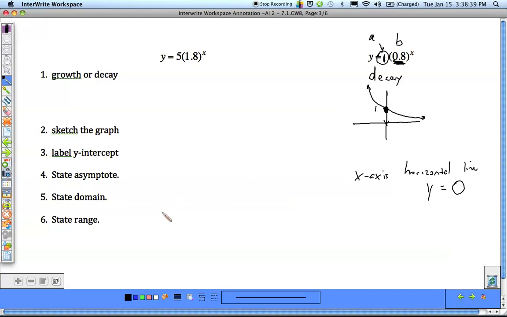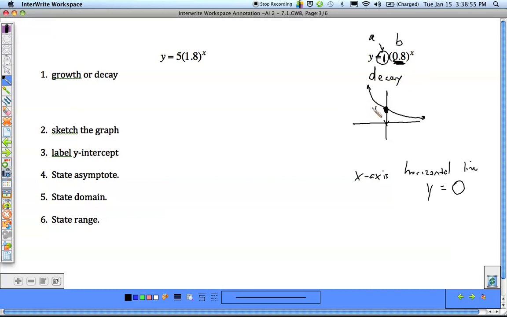Our domain and range. Domain and range are talking about, first off, domain is talking about what x values can this graph reach, which when we take a look at this, it's what are the possible x values that we can use for x when we put it into this equation.